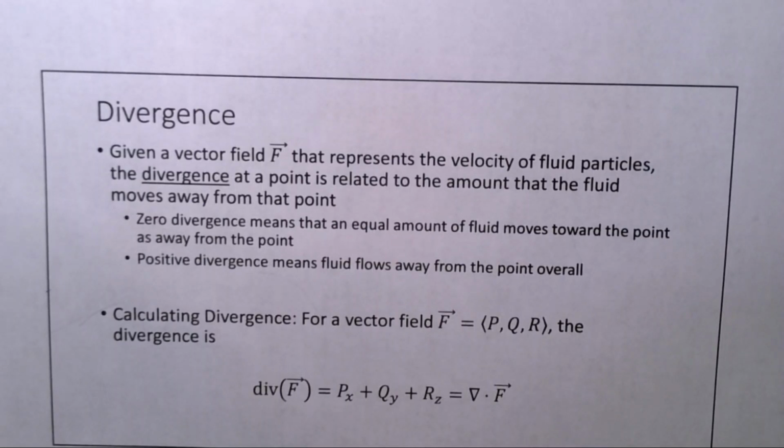Now, to calculate divergence, all we do is take the corresponding derivative of each component and add them. To be clear, divergence is a scalar quantity, meaning when we calculate divergence, the answer is a number. So if we have a vector field P, Q, R by component, the divergence is the derivative of P with respect to x plus the derivative of Q with respect to y plus the derivative of R with respect to z. Again, it is not a vector, it is a scalar. There are no vector components in this.